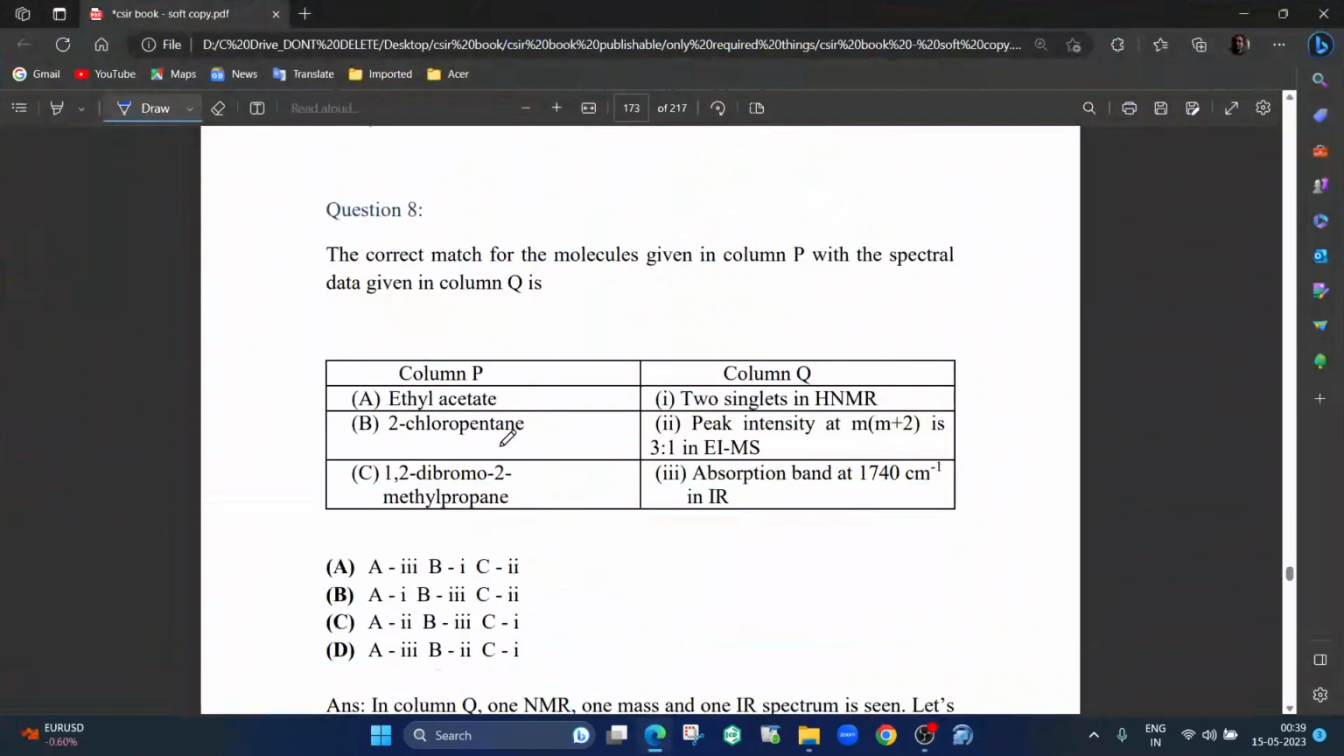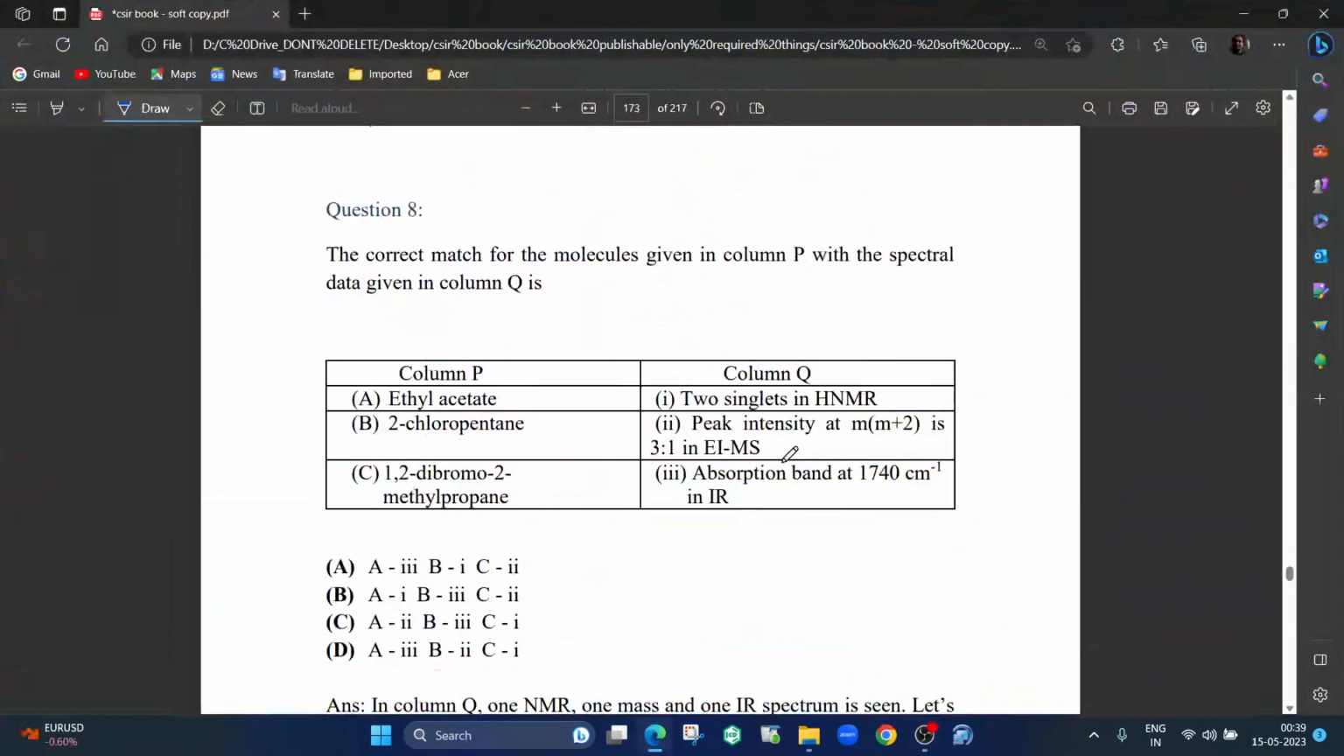Then is 2-chloropentane. So it's an alkane. And this one is 1,2-dibromo-2-methylpropane. This is also an alkane. And what are the things? Two singlets in proton NMR, H NMR. It's a proton NMR basically.